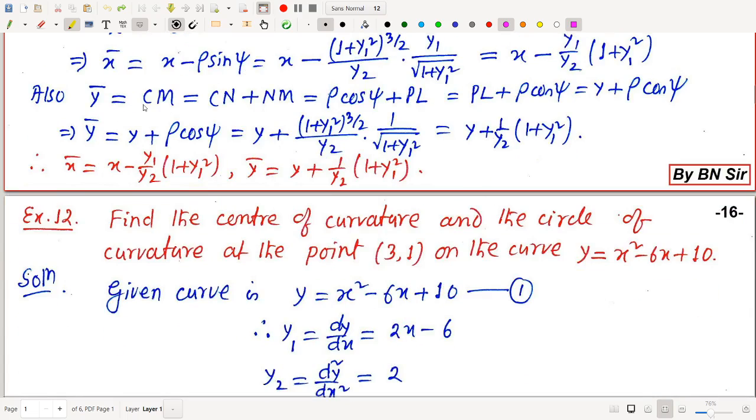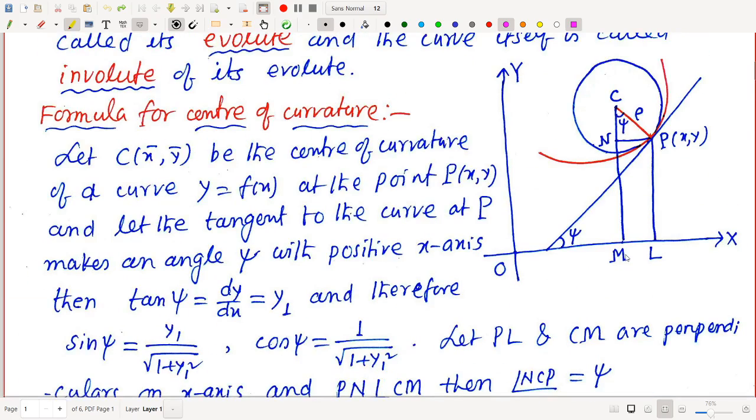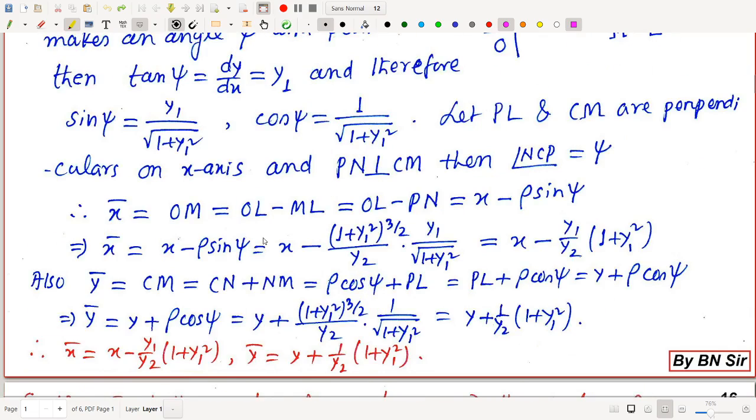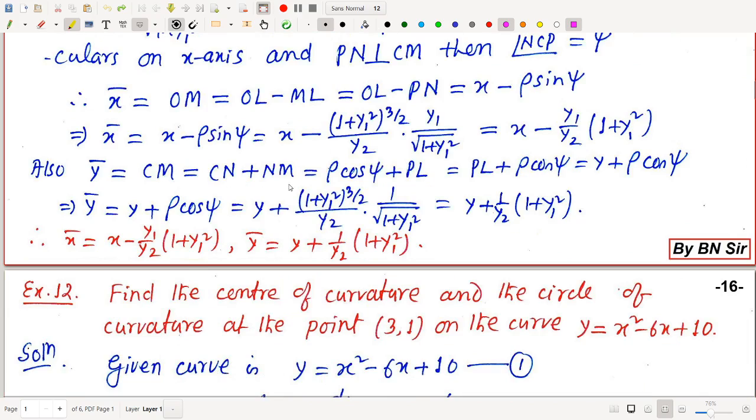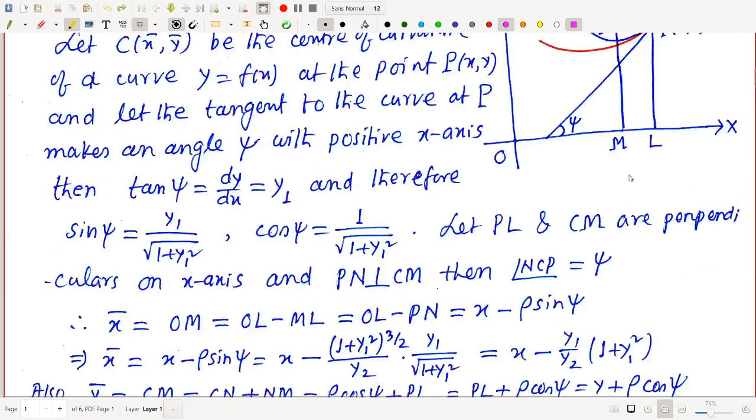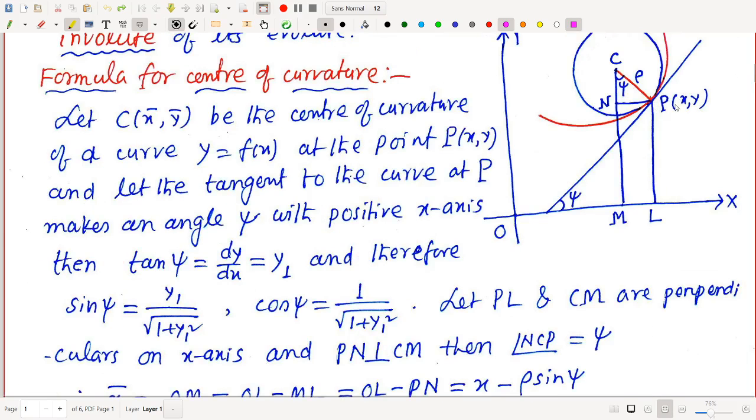Similarly, y bar is CM. From the figure, what is y bar? CM, the y coordinate of C. That CM can be written as CN plus NM, but NM is equal to PL, and CN will be rho cos psi, because this is adjacent. So y bar is CN plus NM, that is rho cos psi plus PL, and PL is y, because it is the y coordinate of the point P.